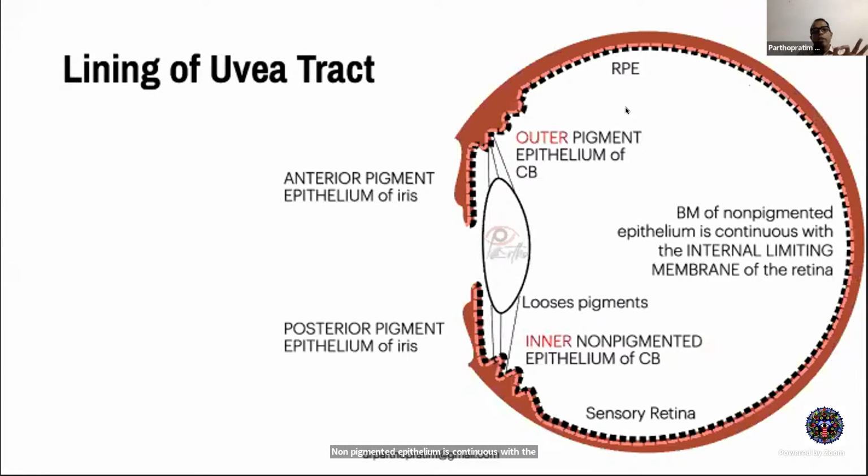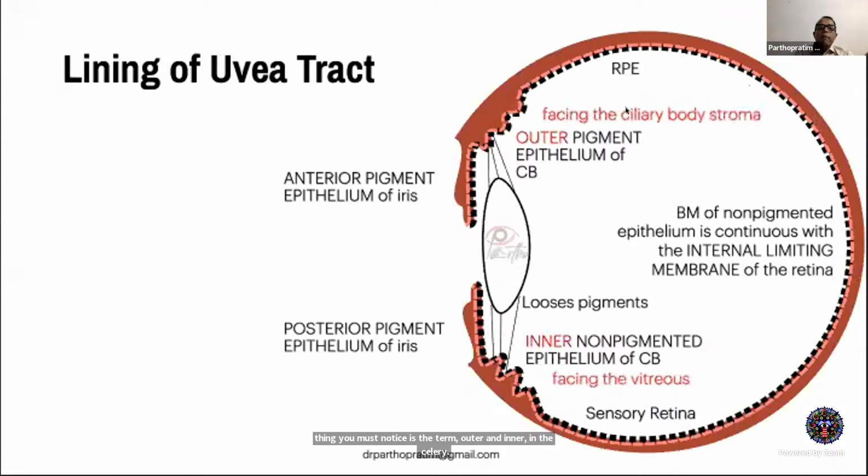Now, one thing you must notice is the term outer and inner in the ciliary body. This outer here means that this pigment epithelium of the ciliary body is facing the ciliary body stroma. And this inner means that it is facing the vitreous. So don't get confused by this term when we use the term outer and inner while describing the pigment epithelium of the ciliary body.